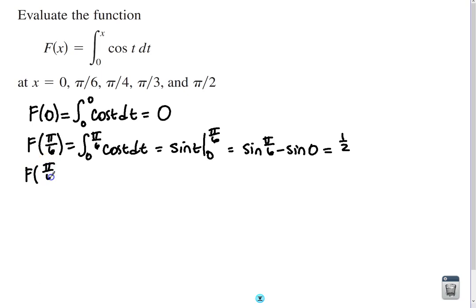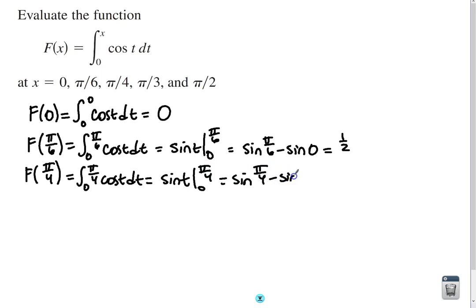Pi over 4 would be the integral from 0 to pi over 4 of cosine t dt. You guys are probably sensing a pattern here. Sine of t from 0 to pi over 4 is the sine of pi over 4 minus the sine of 0. I end up with whatever the sine of pi over 4 is, so it's just root 2 over 2.